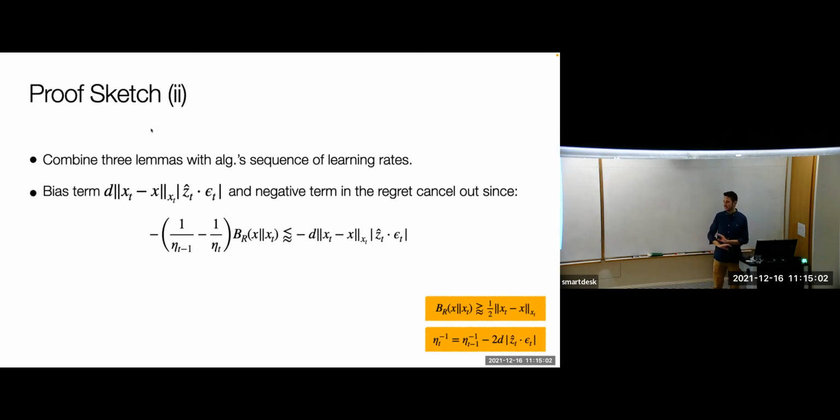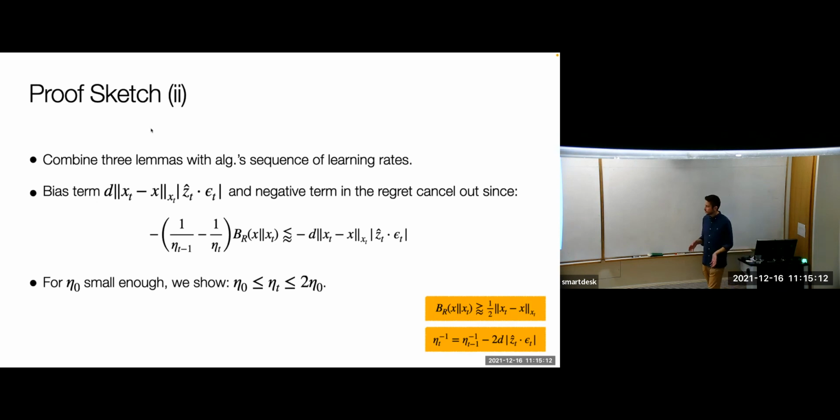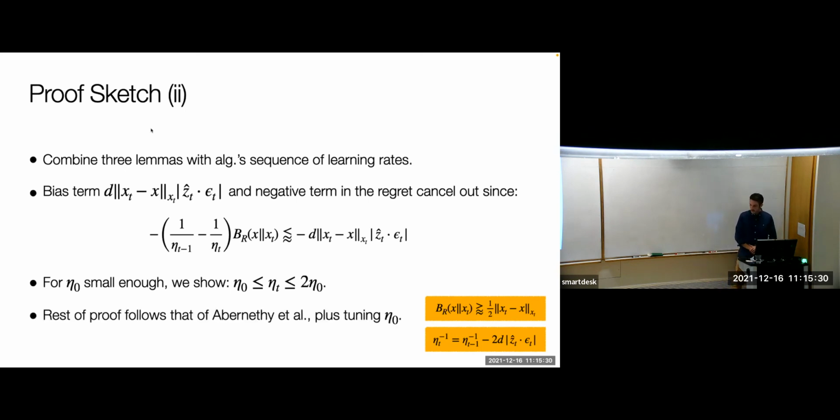This is complete magic, and I have no intuition as to why this happens. What's even stranger, I think, is that the learning rate isn't large, right? It's just within a factor of two of my initial learning rates. The only thing that helps me is the increment itself. It's not that the learning rate is large. So Shai, if you have some intuition for that, I'll be happy to hear. And the rest of the proof just follows from the proof of the original algorithm.